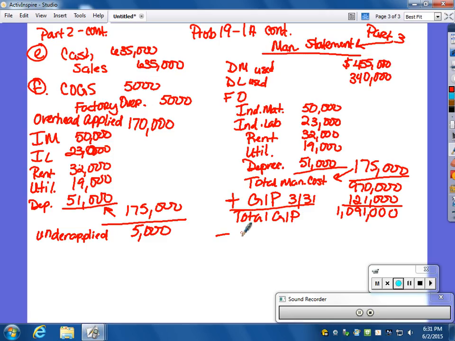Before that, didn't you have goods in process as of April? Don't you deduct that? What was the goods in process for April? Job 308. So we deduct that, and what else do we deduct? The underapplied. Under applied 5,000.